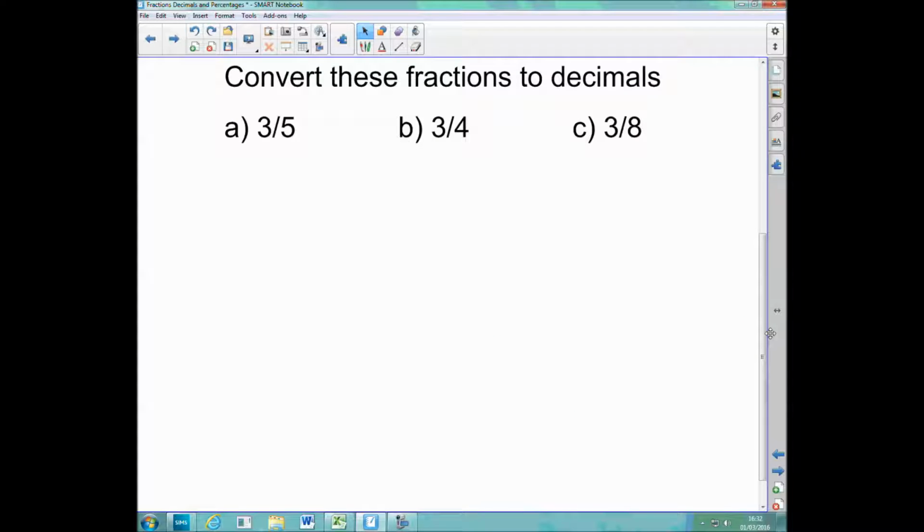Okay, so hopefully you've had a go at these now. Okay, let's go through them. Right, so first off, remember the method is top divided by the bottom. So I'm going to do the top number divided by the bottom.